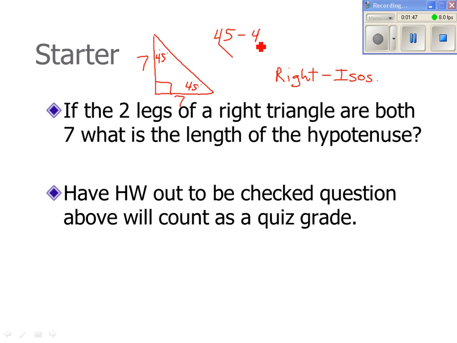Trifecta. You guys have not had good guesses today. I guess it's because it's Monday. Trifecta. 45, 45, 90 triangles.